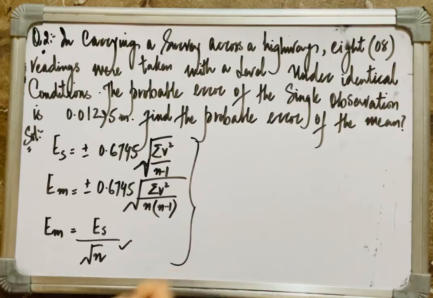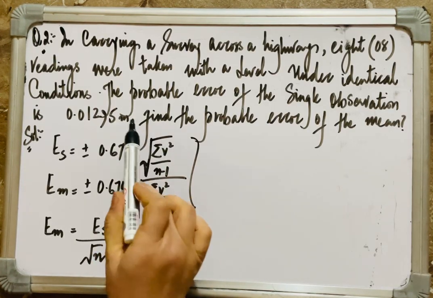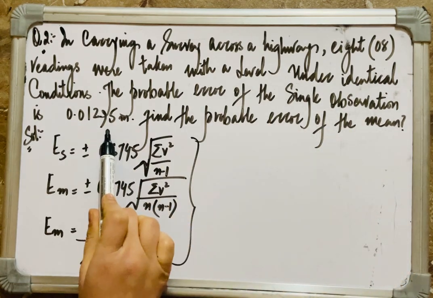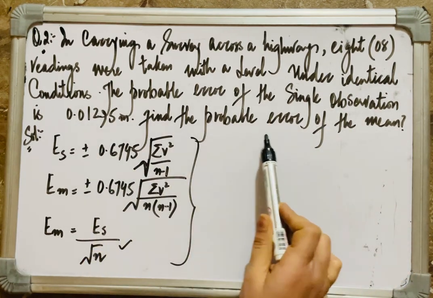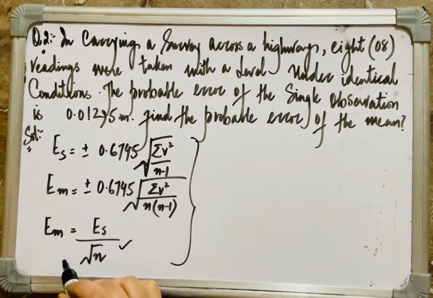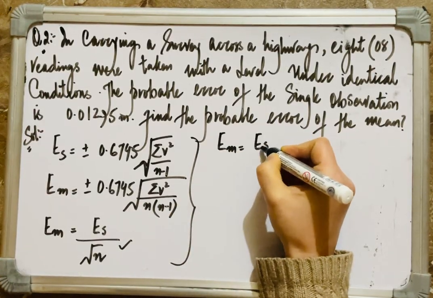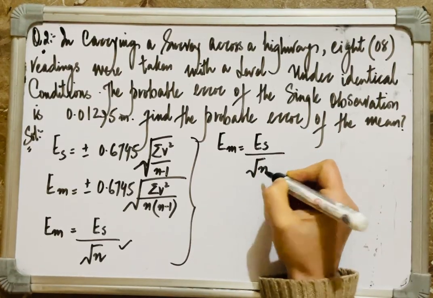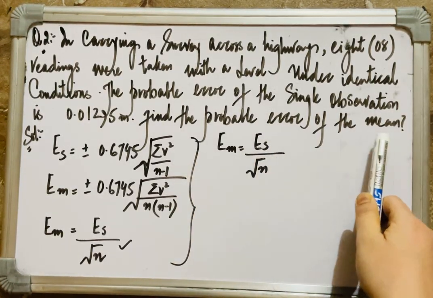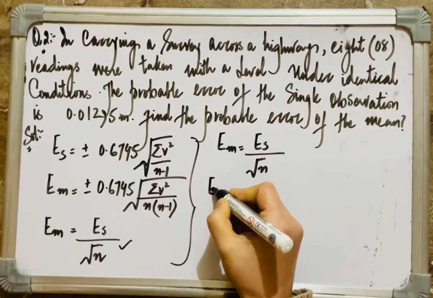We'll use the same relation and we'll find the solution of this question. All right, so what is given? The probable error of the single observation is this much, and we have to calculate the probable error of the mean. So we'll use the same relation: EM is equal to ES divided by square root of n. I have to calculate the probable error of the mean, that means EM needs to be calculated.